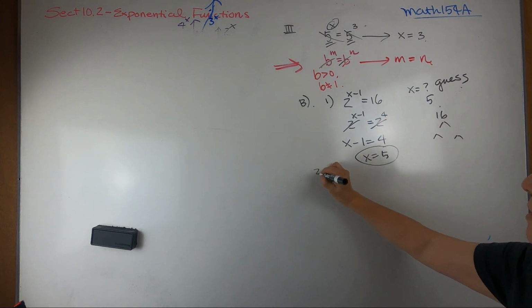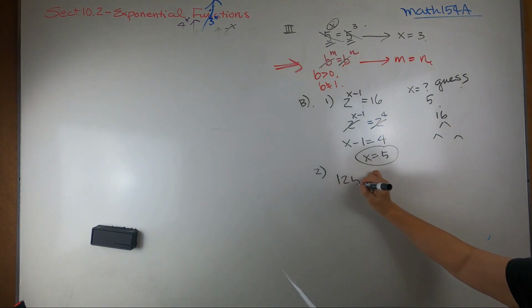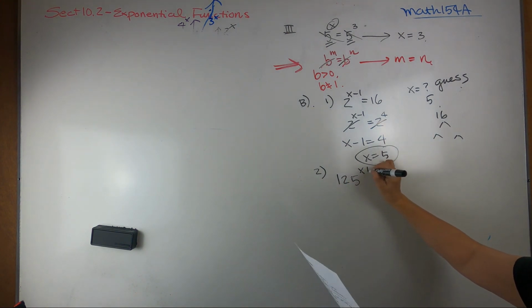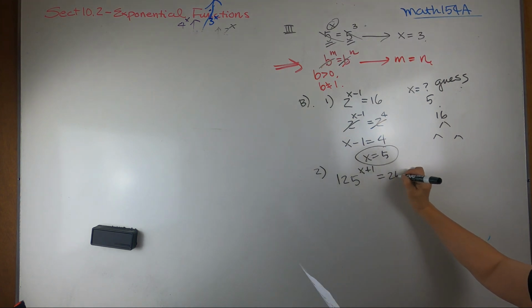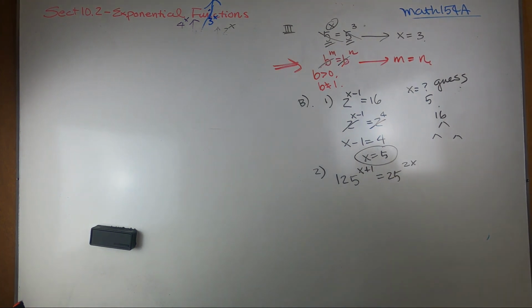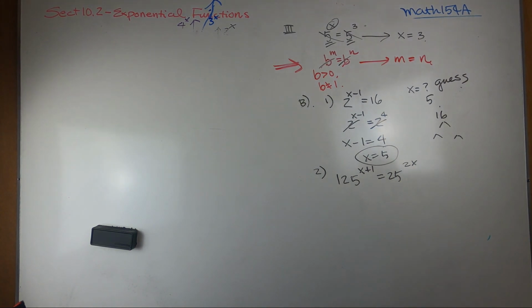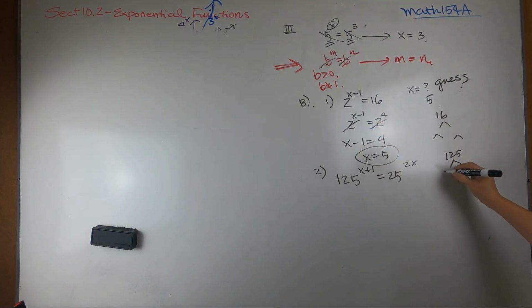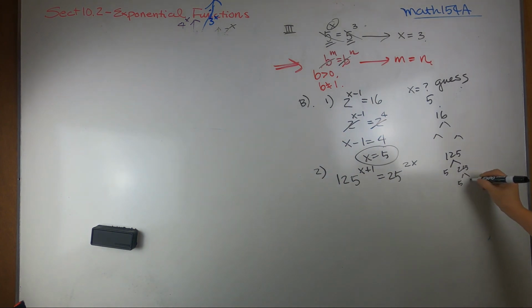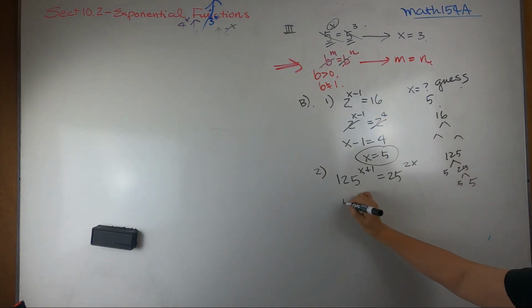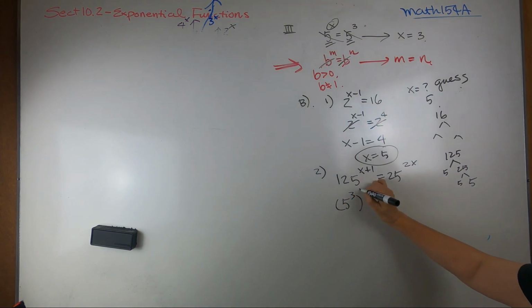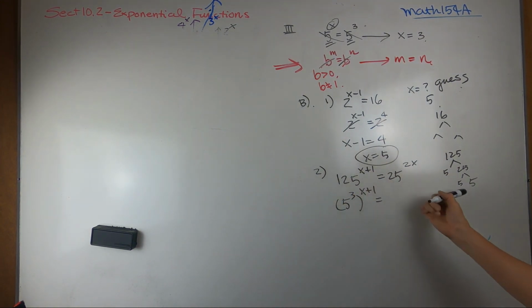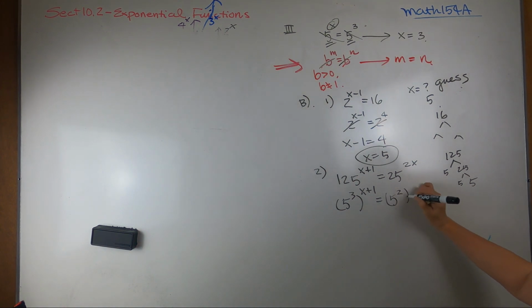Okay, take a look. If I have 125 to the x plus 1 equals 25 to the 2x, that's very hard to guess. But what kind of things can go into 125? If you do the trees, 5, 25, it's all 5. So it's 5 cubed to the x plus 1. Then 25 is 5 squared to the 2x. Is that right?